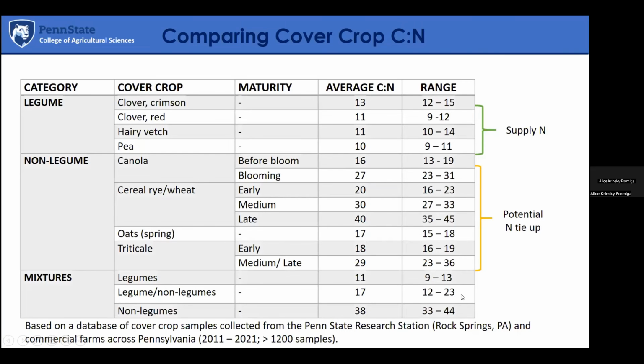If the mixtures contain any amount of legumes, it tends to keep the C to N ratio lower, but the ratio is affected by the percentage of legumes in the mixture and also by the maturity of the non-legumes. I'll talk a little bit more about that in this next slide.